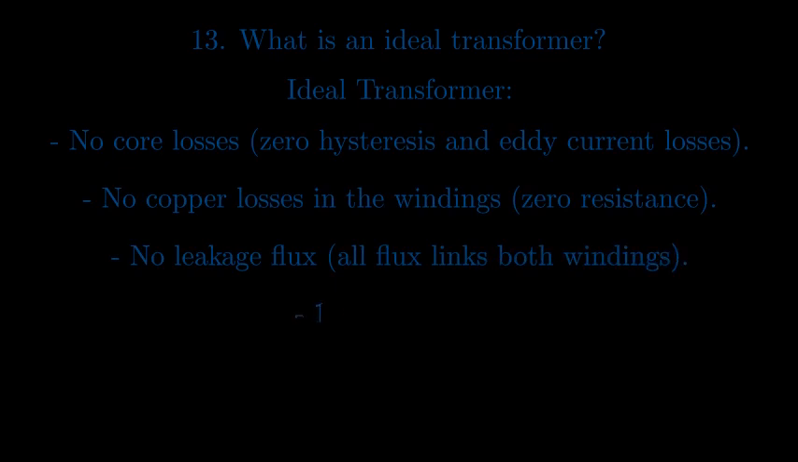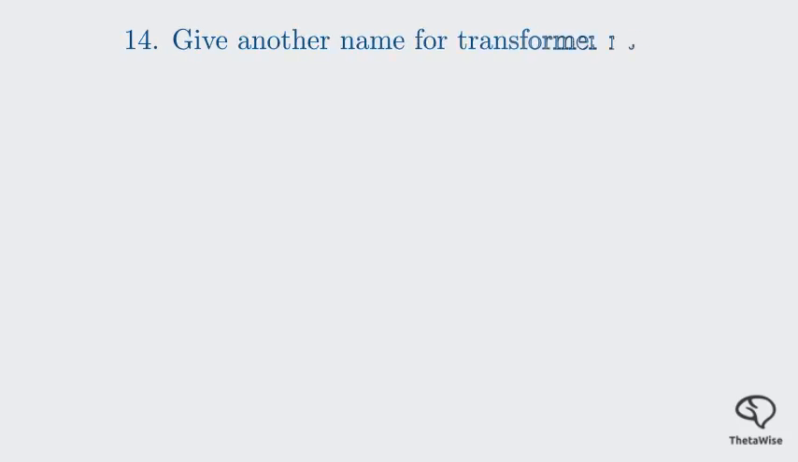In other words, an ideal transformer is a 100% efficient machine that only transforms voltage and current without any power loss. While this isn't achievable, real-world transformers are very close to it, typically having efficiencies over 95%. Two more quick theoretical questions before we dive into the calculations. Question 14. Give another name for transformer ratio. The answer is turns ratio. This ratio tells us how many times the secondary voltage is multiplied or divided by the primary turns.